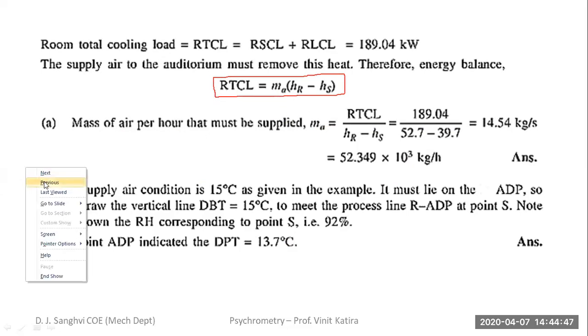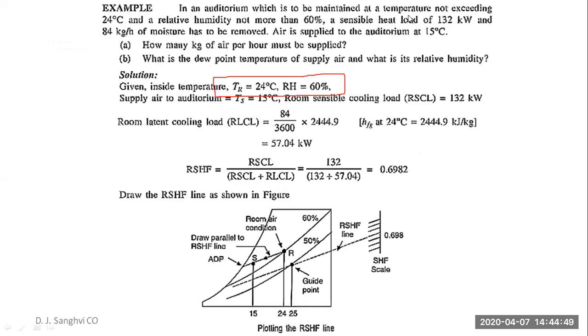Now room condition you have already located, right? You also need to locate the supply condition. It is given in the question that the supply air is at 15 degrees Celsius, right? Arrival temperature 15 degrees Celsius. You'll just simply draw a vertical line till the line that you have just made passing through the room design condition, and that point is your supply air condition. So you will find the enthalpies at S and R as shown in this diagram.